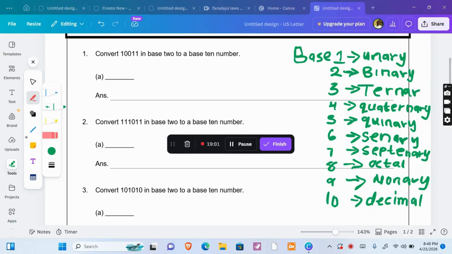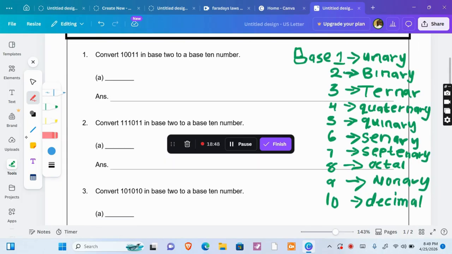Base 16 numbers are called hexadecimal numbers. It's very important for you to know hexadecimal. So today let's convert numbers from base 2 to base 10, and that's very easy.